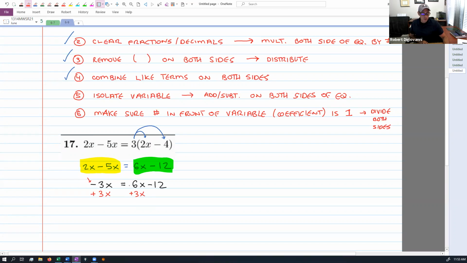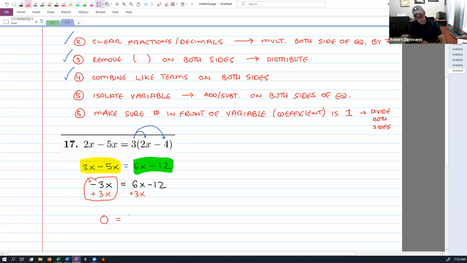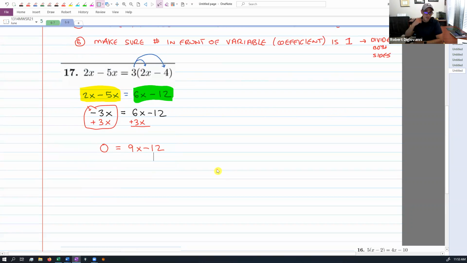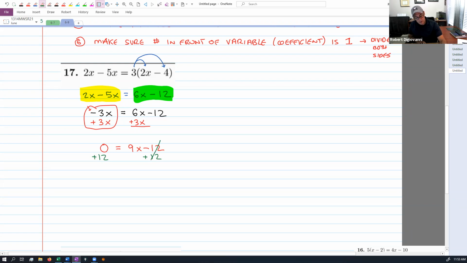Now, Lily, what do you get on the left side when you do this operation over here? What is left on the left side? Nothing, so then you have to move over the 12. There's nothing there, right? So I'm going to put 0 equals. Lily, what is the 6x and 3x added? 9x. Okay, and then you still have the -12, right? Now you've got to move the 12 to the other side. How would you do that? Plus 12. So 0 plus 12, plus 12. And now you have 12 equals 9x.